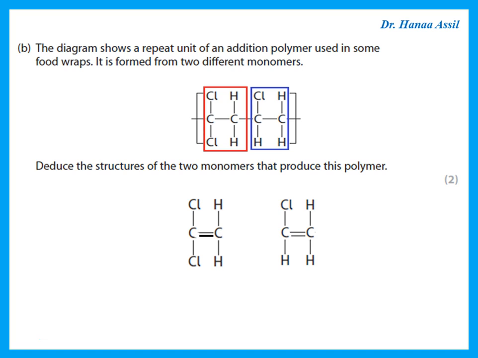Do we understand how to get the monomers? So in this case, when we have addition, we just take two carbons and we remove the single bond in the middle and change it into a double.